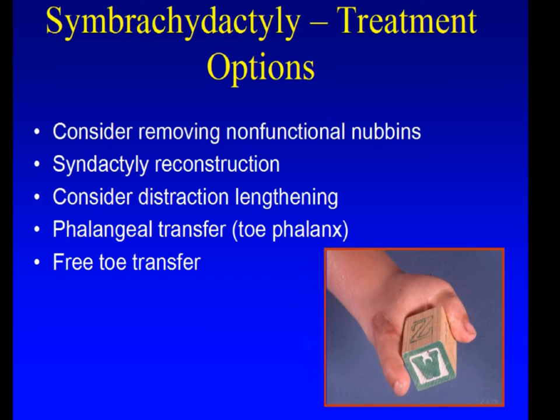The only issue I'd say is if you look at this picture here where a child's holding a block between those fingers, if there are nubbins in the central portion there of that hand, then they're going to get in the way when they try to grasp.